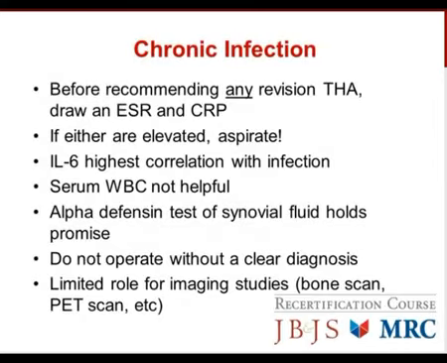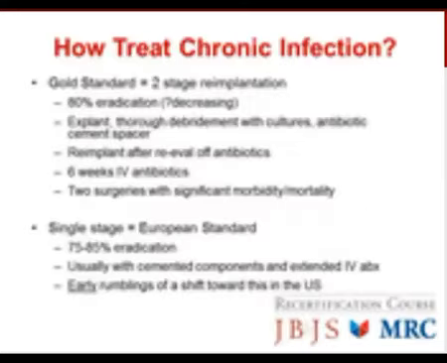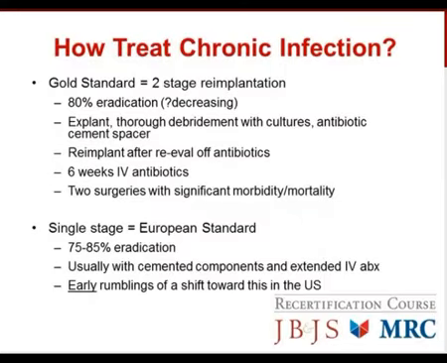With chronic infection, we're typically going to proceed with a two-stage revision. Two-stage revision remains the gold standard for chronic infection in total hip arthroplasty. How do we do this? Well, we remove the implants, we place a spacer, we treat patients with 6 weeks of intravenous antibiotics, and then return when the infection is gone to reimplant the hip.